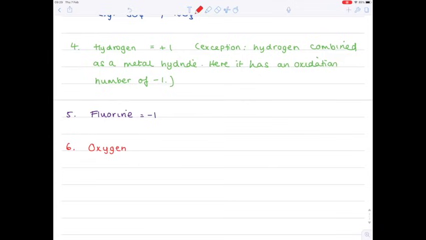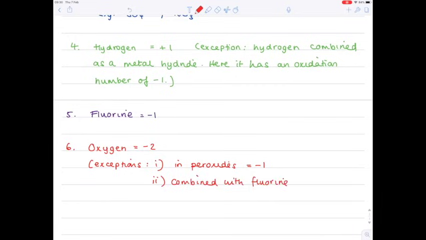Oxygen now, this is slightly more complicated. It usually has an oxidation number of -2. However, there are a few exceptions. Firstly, in peroxides, it has an oxidation number of -1 instead of -2. And secondly, when it combines with fluorine, it has an oxidation number of +1. In order for this to make more sense, let's write the peroxide formula, and that's H2O2.